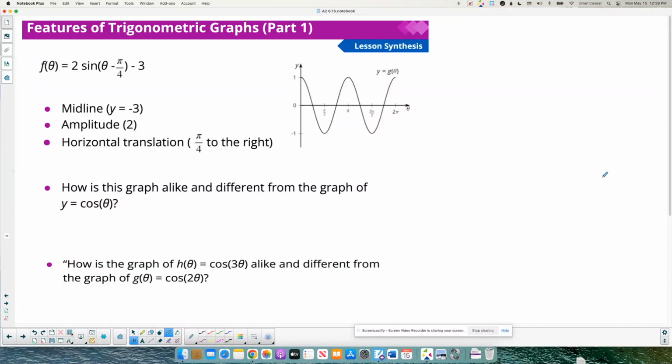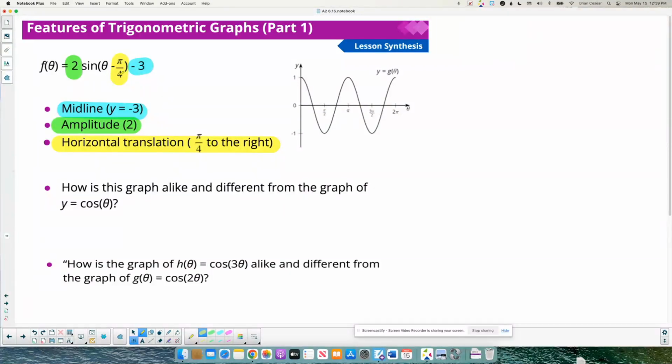Okay, a couple things here, lesson synthesis. So here's a function. This is all kind of review. Midline for this function, y equals -3. Midline here comes from that. Amplitude comes from that. And your horizontal translation comes from that.